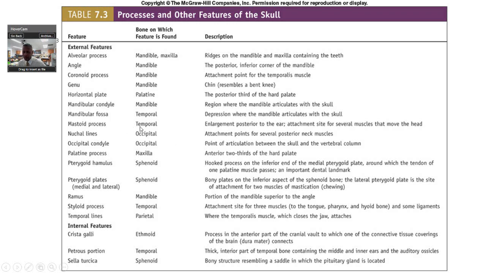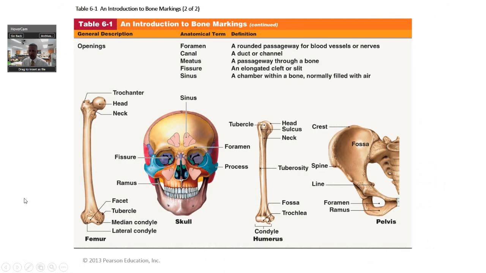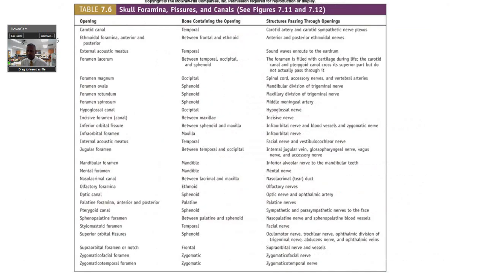The temporal bone has a mastoid process, and it says enlargement. And basically, if you're one of my students, this whole PowerPoint is on Blackboard, so you can check that out. The occipital condyle. So there's a lot in there. And let's go to here.